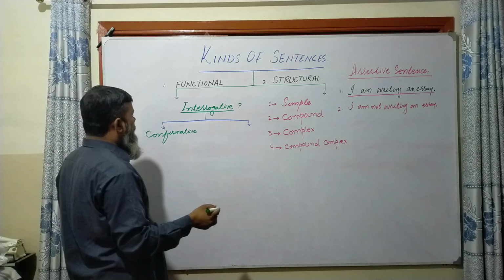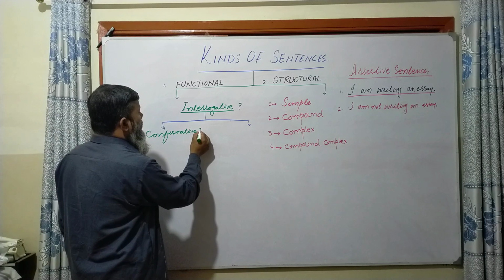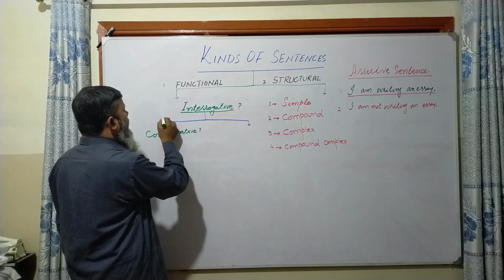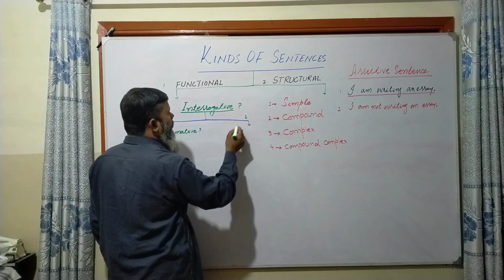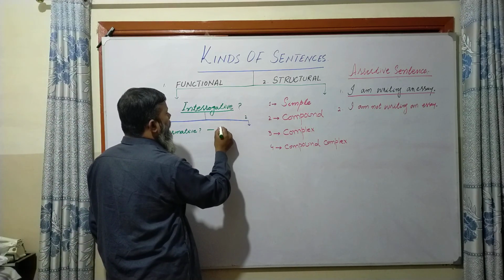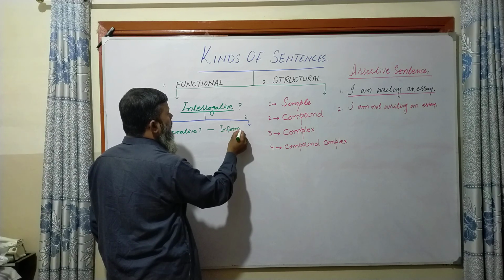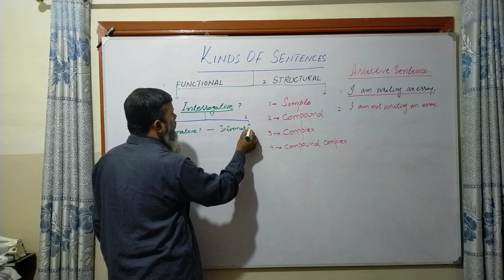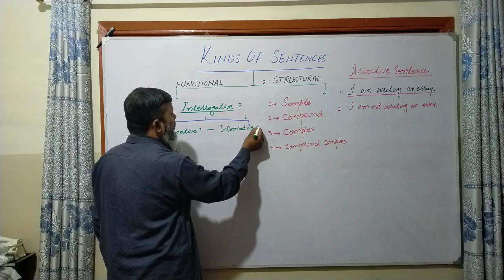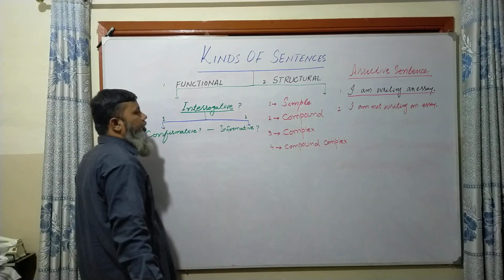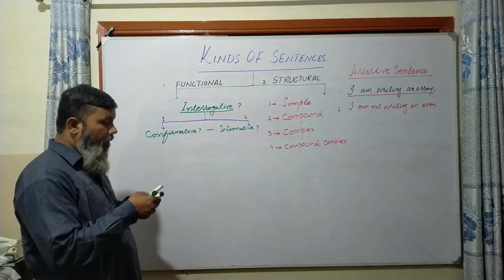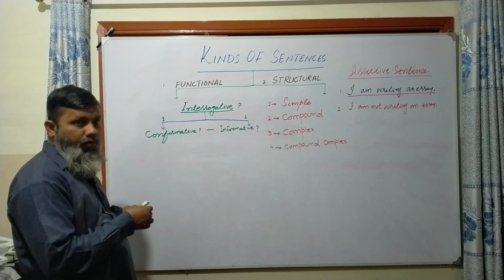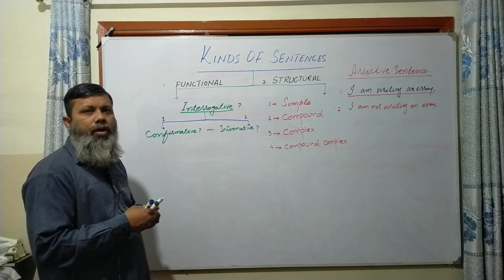Confirmative sentence. Interrogative means there are two kinds: one is confirmative and the second one is informative. Both are in question form, both have the shape of a question. But what are the confirmative and informative?